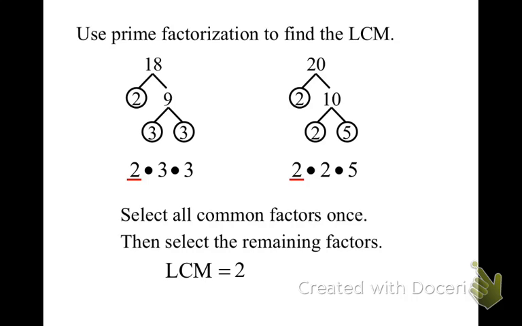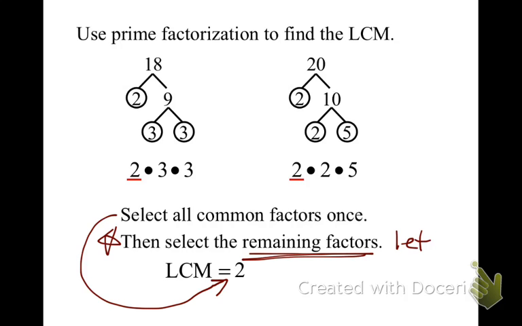Then, what's my next step? Then you select all the remaining factors. Go and put that in your notes. So, selecting common factors, put a little arrow, that's where you got your 2 from. So make sure you know where your common factors are coming from. Now, we have to have our remaining factors, our leftover. So don't forget about your leftover.